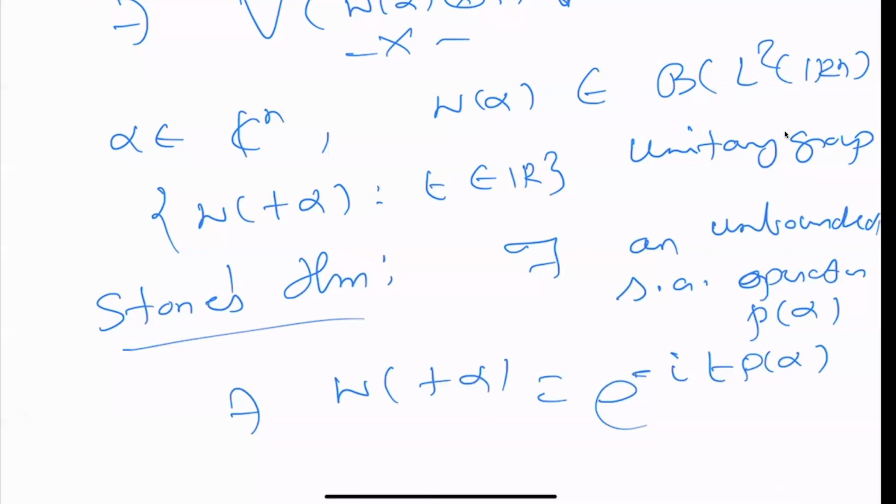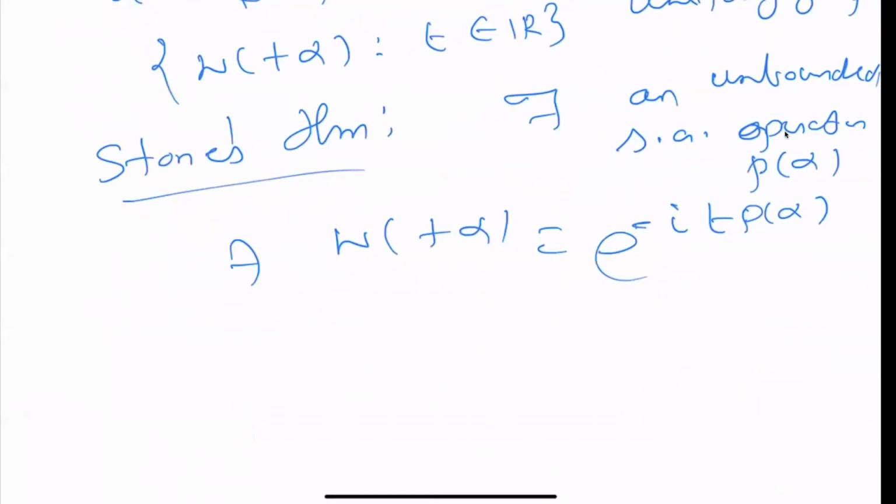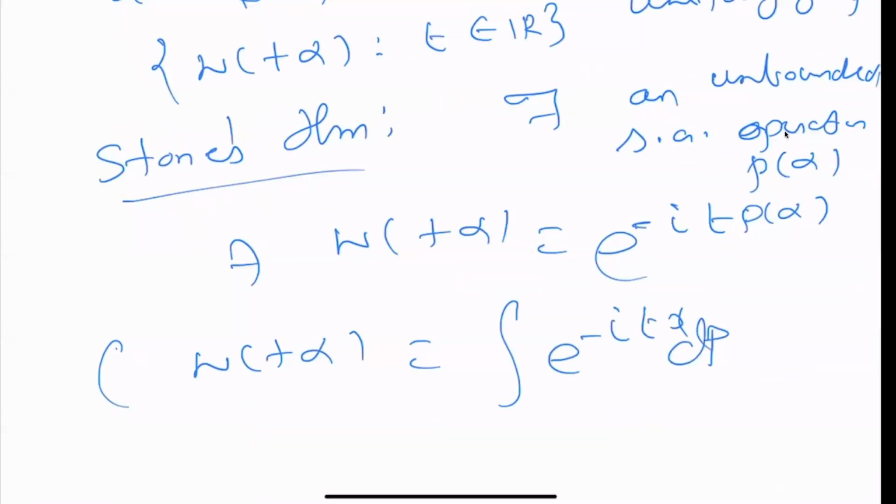Okay, so how is this e power itα? This is through the spectral theorem. What is W of tα? W of tα is the integral of e power itx dPx. So P is the spectral measure. It is defined like this, right?